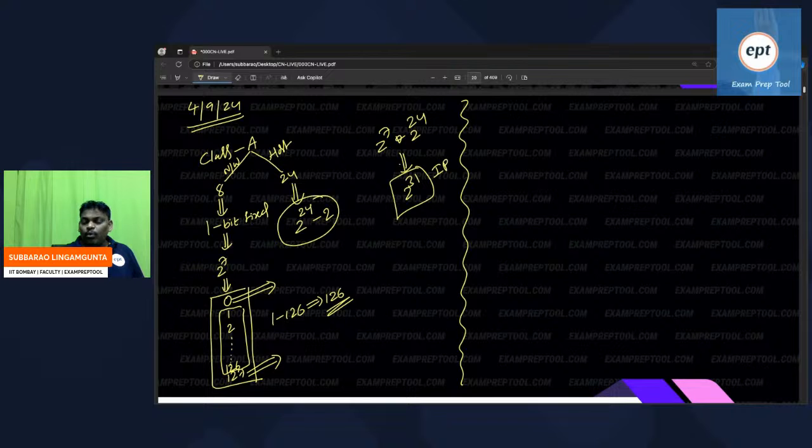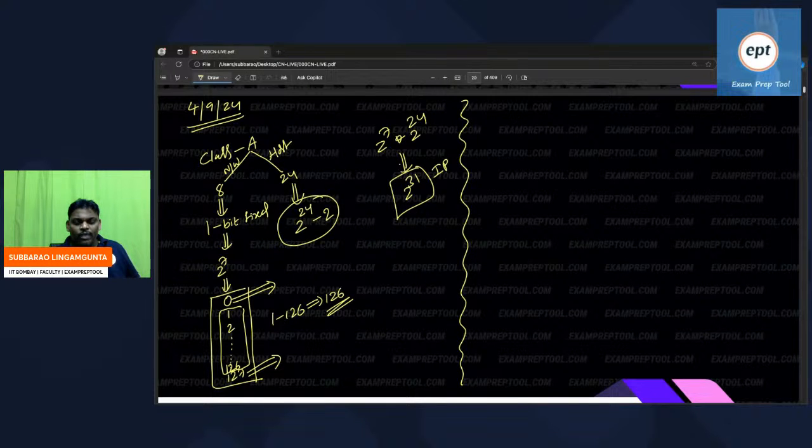Remember, only in class A, network also minus 2, host also minus 2. But total IPs are 2 power 31, no change. But among those IPs, some you cannot use for the purpose of host. So can I move to next?